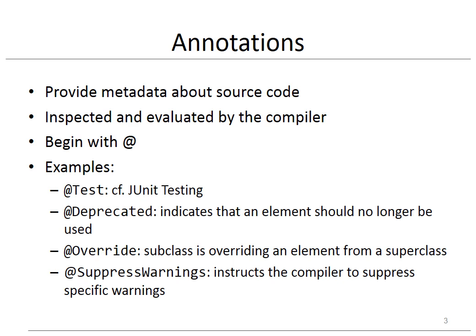Other annotations available in java.lang include @Deprecated, @Override, and @SuppressWarnings. @Deprecated is used to indicate that an element, such as a method or class, has been replaced by an improved alternative and should no longer be used. @Override indicates that a subclass is overriding an element from its superclass. We will give some examples of this later. @SuppressWarnings instructs the compiler to suppress specific warnings that it would normally generate.